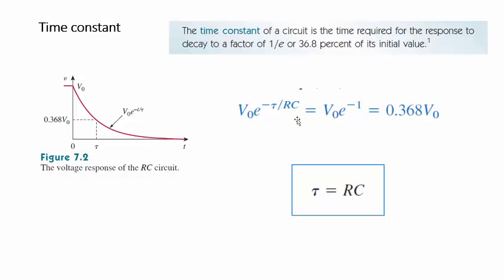And the other thing to note about this value r times c that we call the time constant, it's officially called the time required for the response of the circuit to decay by a factor of 1 over e, or that turns out to be 36.8% of its initial value. So you can see that after one time constant right here, where the time constant is r times c, we get v0 e to the minus 1, which is 0.368 v0. Plug that into your calculator, you will see. So that's the definition of the time constant.